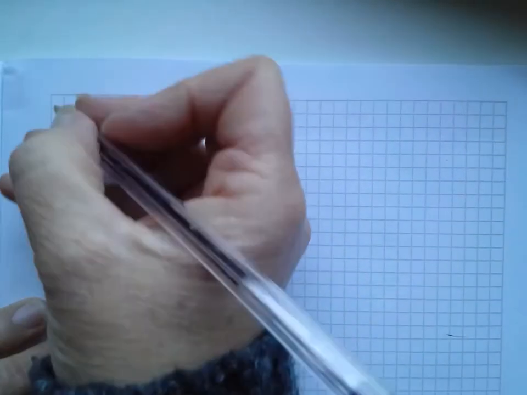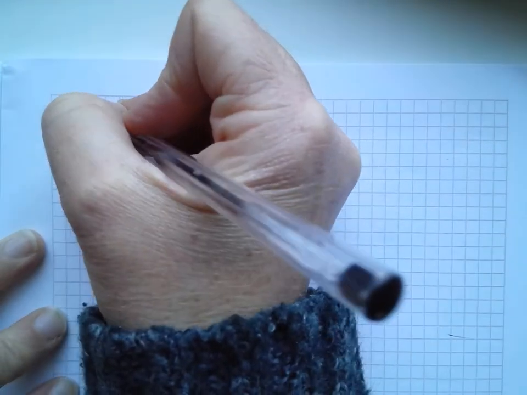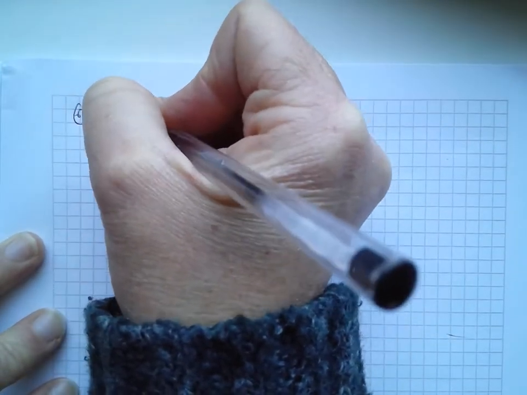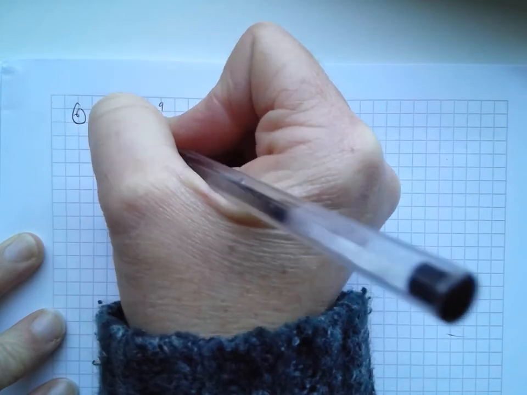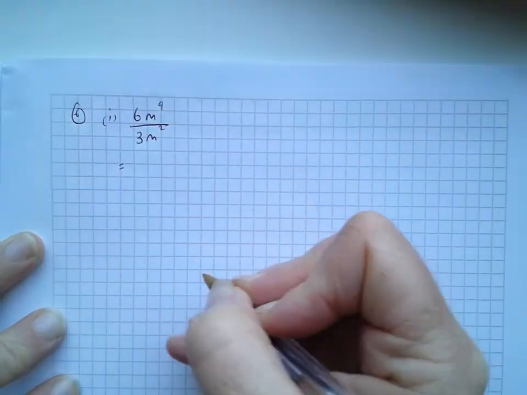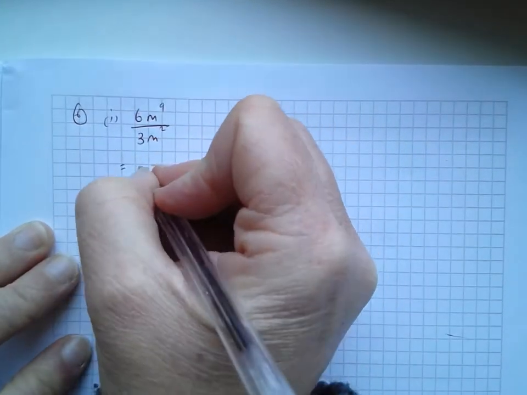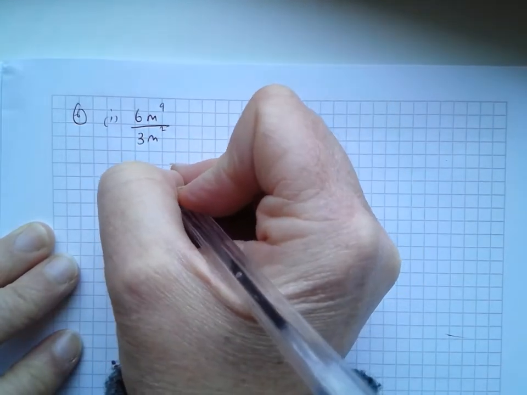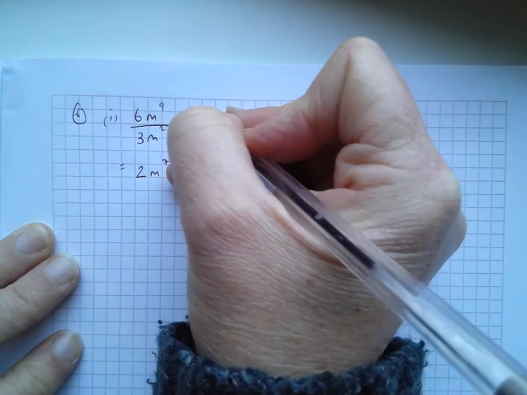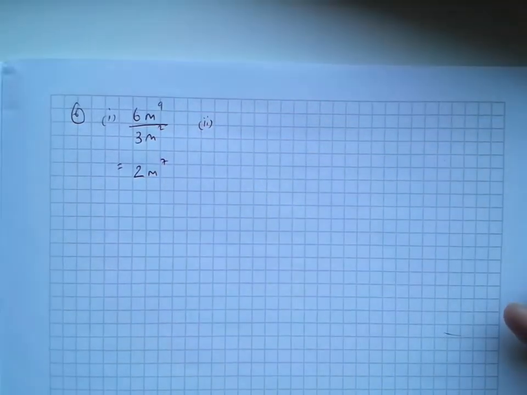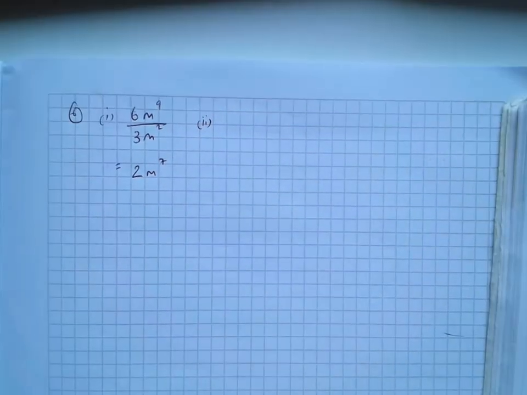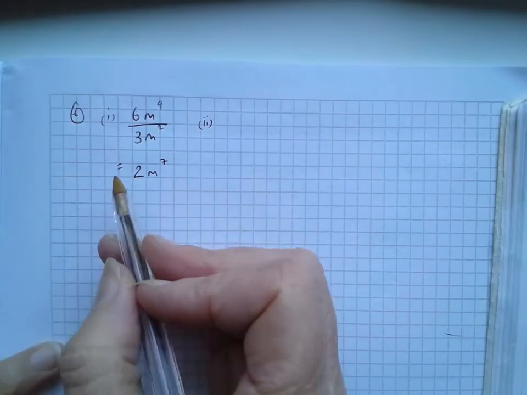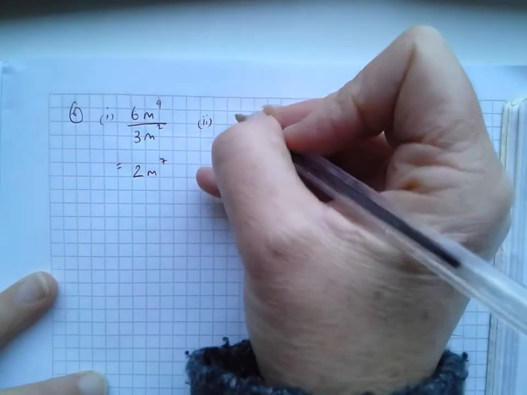We have part 1, 6m to the power of 9 over 3m squared. 6 divided by 3 is 2. M to the power of 9 over m squared, we subtract the powers, so 2m to the power of 7. Part 2, I'm just going to pause for a moment. So this is question 6 part 1, and we've done question 6 part 2.